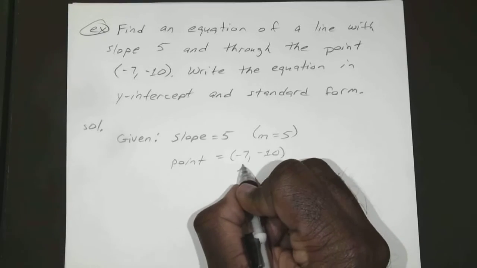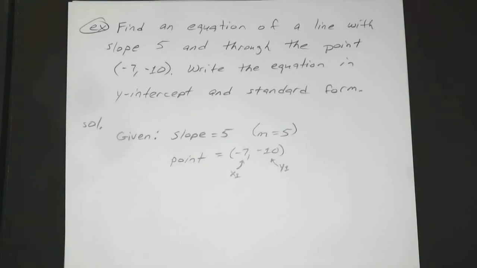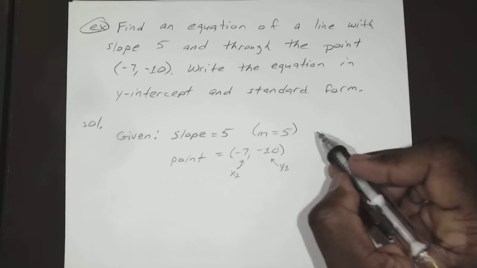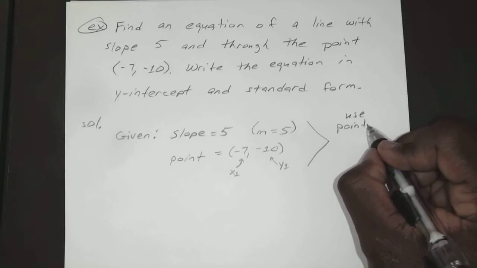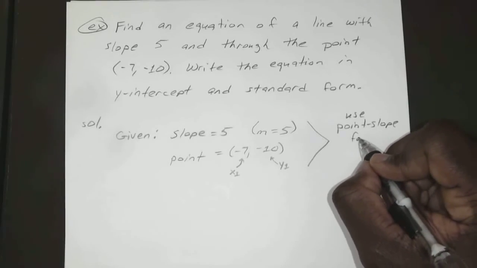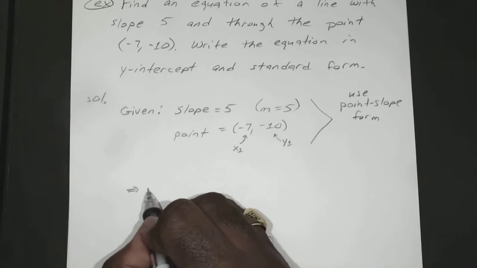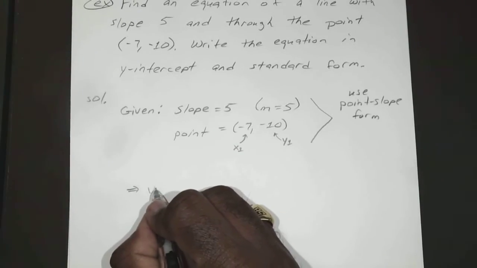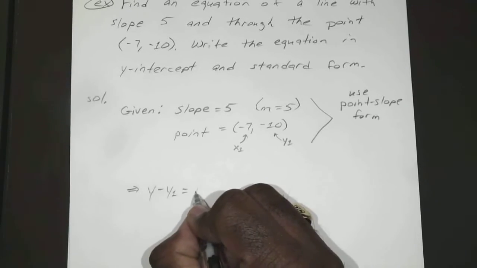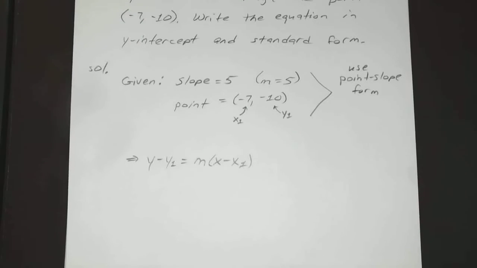That point is our x1 and y1. Okay, so since they gave us a slope and they gave us a point, we use our point-slope form. So that means we have y minus y1 equals m times x minus x1. Okay. So now we just plug everything in.